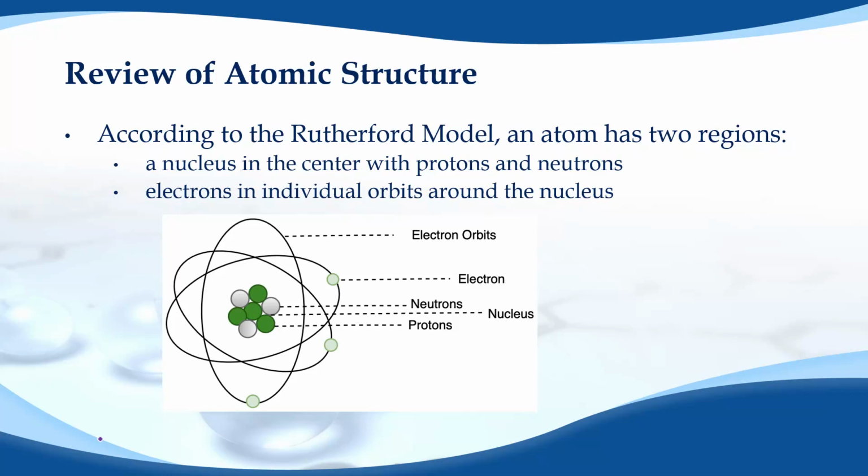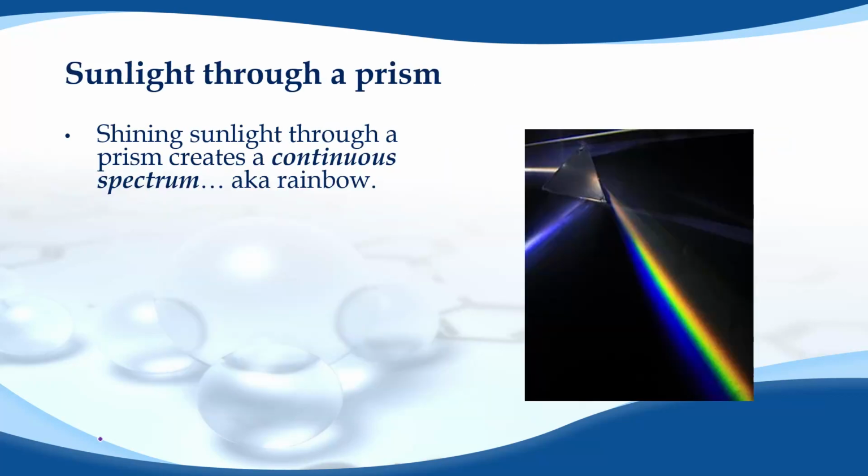Bohr, who was a student of Rutherford, then extended this model after doing some experimentations with light. So we'll talk about these experiments. To start off with, let's just say that you take light and you shine it through a prism. So you take sunlight, for example, and you shine it through a prism. What do you get? You get a rainbow. You can see this happen all the time after it rains. The water droplets work like a gigantic prism.